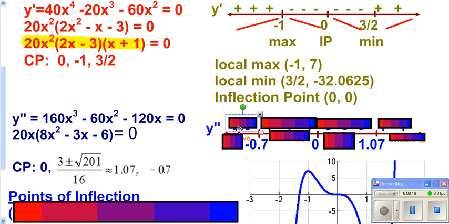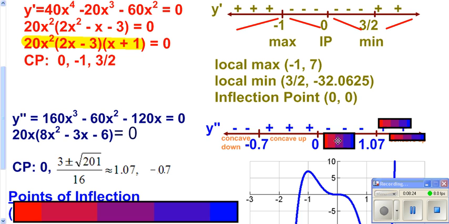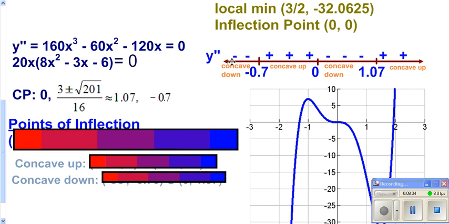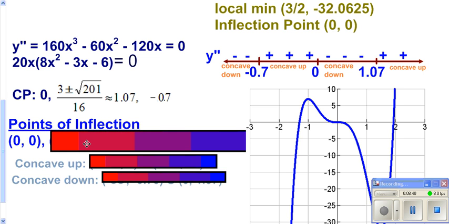Try a number over here. Try a number in between. Into your derivative, second derivative. So then we have more points of inflection, because we're changing from concave down to concave up to concave down, and so on. So we have our initial point of inflection that also showed up in our first derivative.